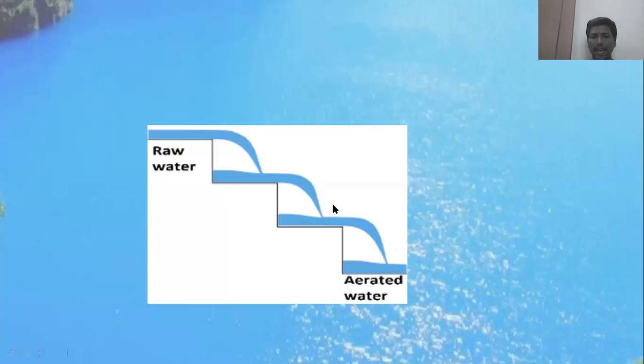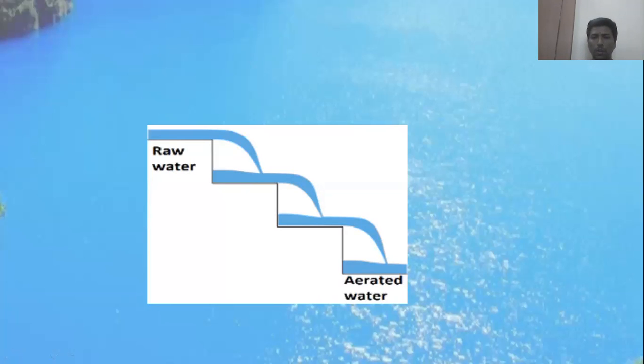This is related to the cascade aerators. You can see the raw water is moving from one step to another step, and therefore the raw water is being aerated. Here, what happens? There is an exposure content, and in this exposure content, you can see that whatever water is passing from one step to another step is in the form of a thin film.